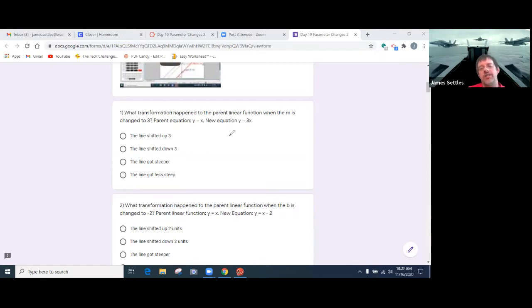But we're going to try to get better at this stuff so that if you can get it, then it helps you make an A or a B. So whenever you see, especially when you see that they're talking about shifting up and down and steeper and less steep, or if you see them talk about parent equations, what they're doing is they're working with y equals mx plus b.